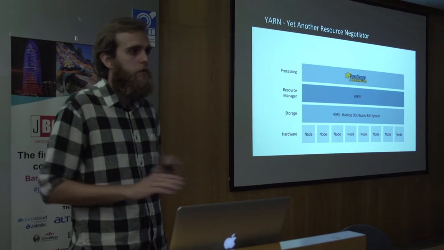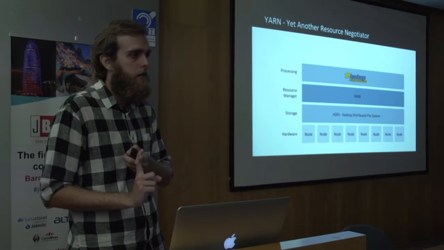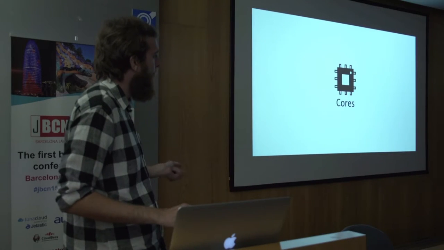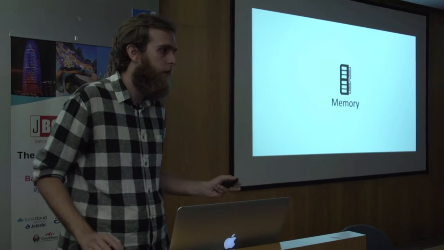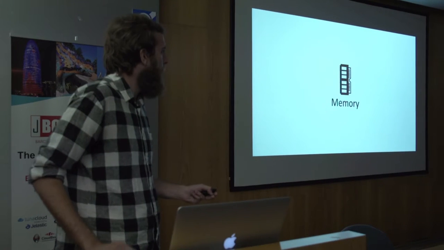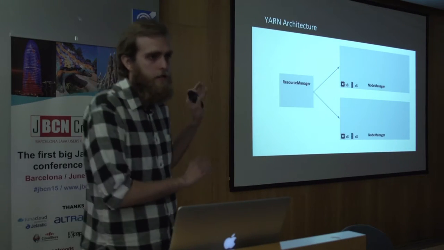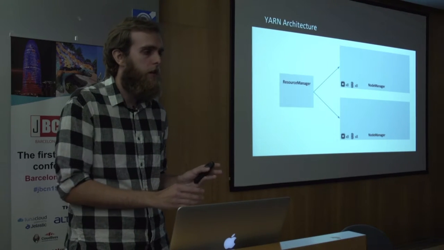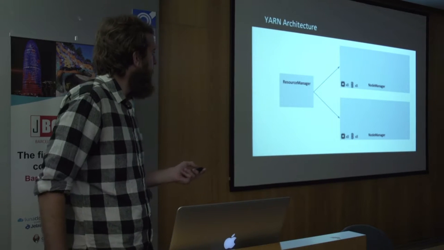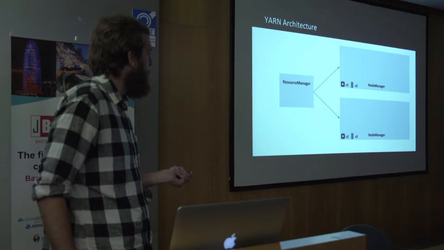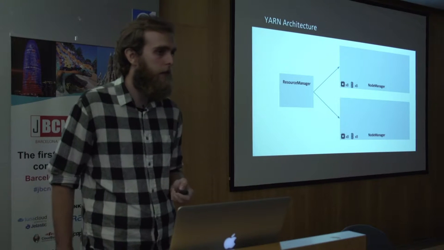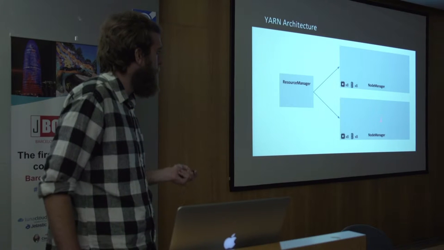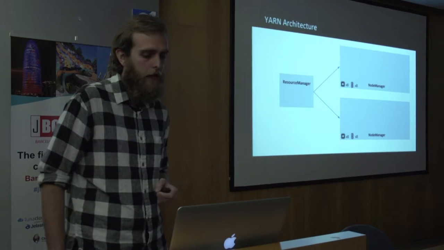There's no job tracker, there's no task tracker, there are no slots. We're simplifying that to cores and memory. It also has a master-slave architecture. It has a master called the resource manager, and then the slaves that are called the node managers.